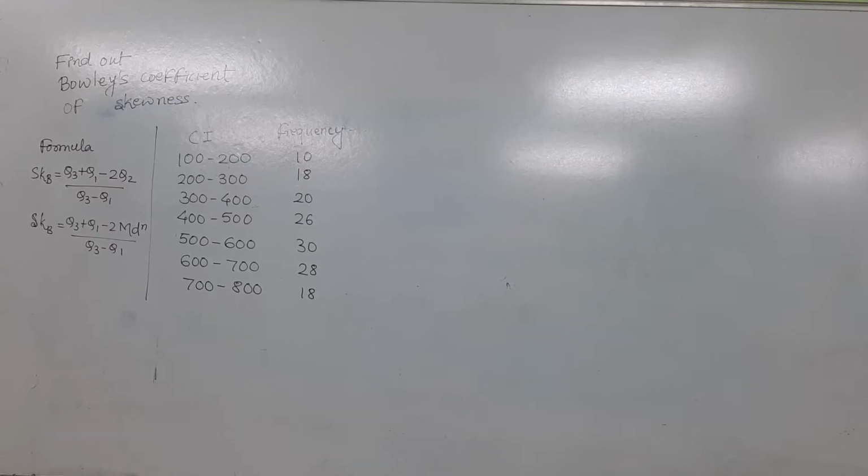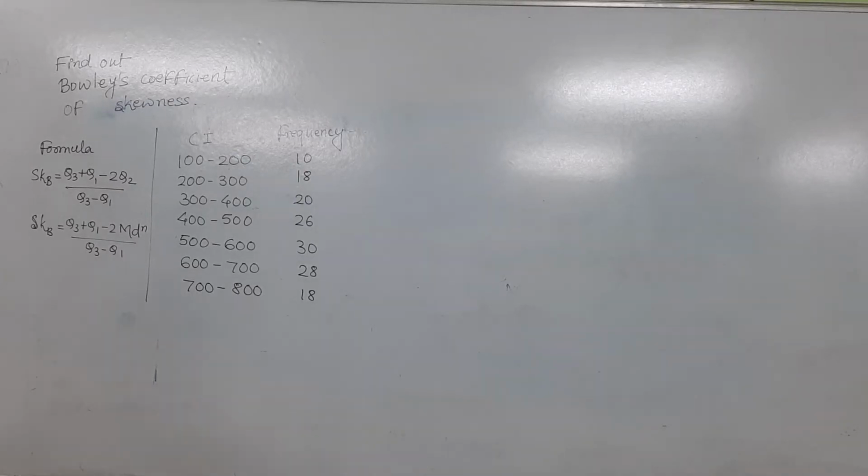Now we are going to find out Pearson's coefficient of skewness. Okay, so that is the formula for the coefficient of skewness: Q3 plus Q1 minus 2Q2, divided by Q3 minus Q1. What is this Q3, Q1, Q2?